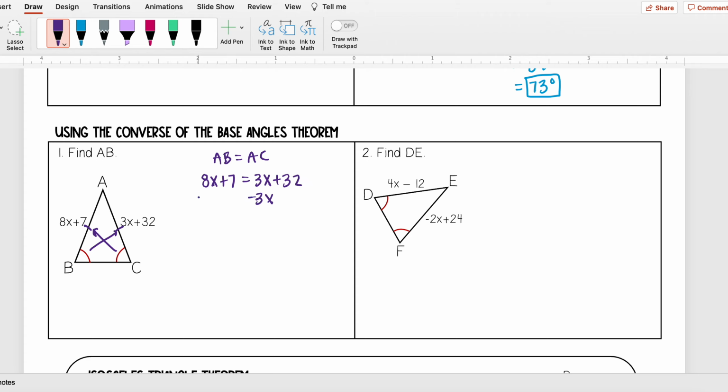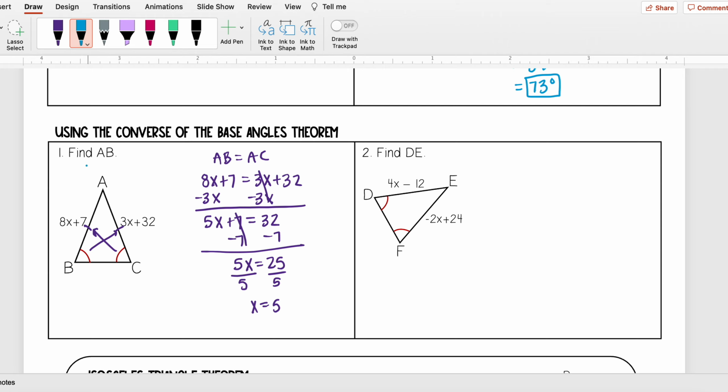So subtract 3x, and I get 5x plus 7 is equal to 32. Subtract 7 from both sides. And then divide both sides by 5. And I get that x is equal to 5. Looking back at my question, I want to find AB. So I need to plug x back in. And so when I do that, I get 8 times 5 plus 7. And so I get that AB is equal to 47.